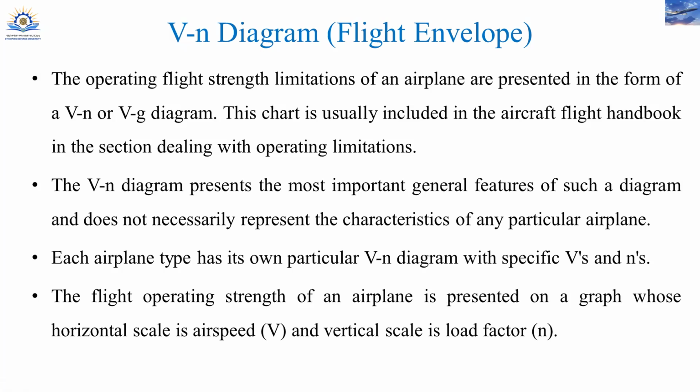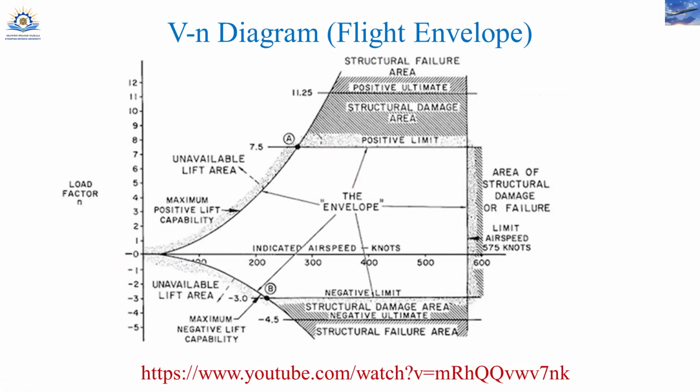So the VN diagram, or sometimes you can say VG diagram, because the N indicates how much G we are flying. Okay, so the chart is usually included in the aircraft flight handbook in the section dealing with operational limits. That is in the Federal Aviation Authorities handbook. So this VN diagram presents the most important general features of the diagram. So what are those general features? Let's see. Look, this is the flight envelope.